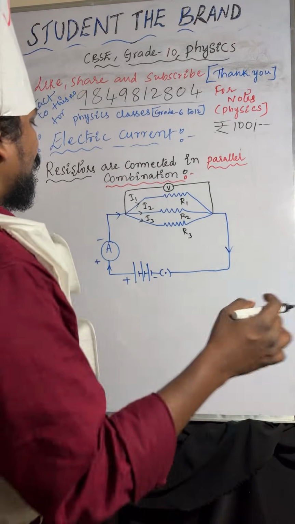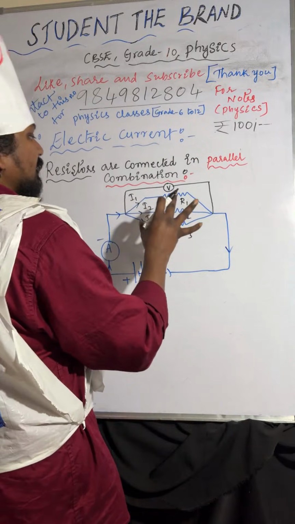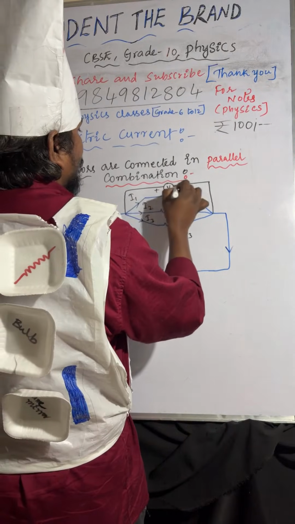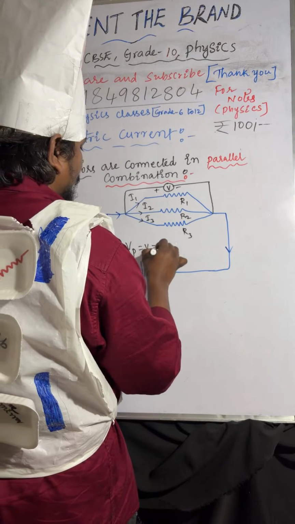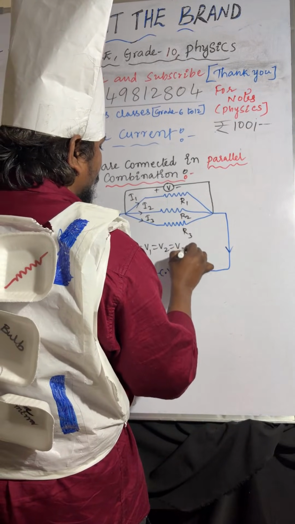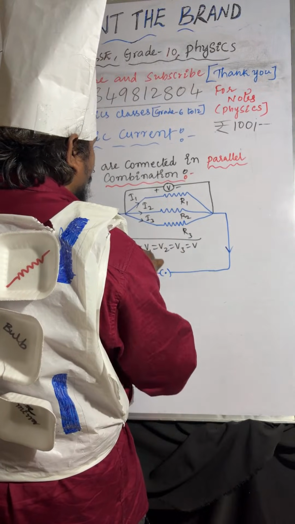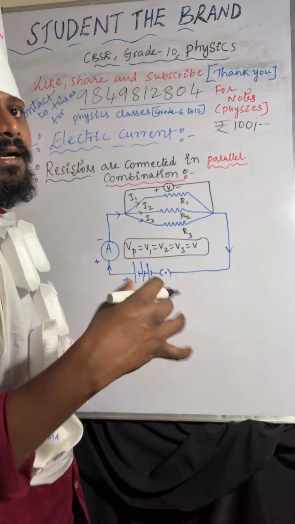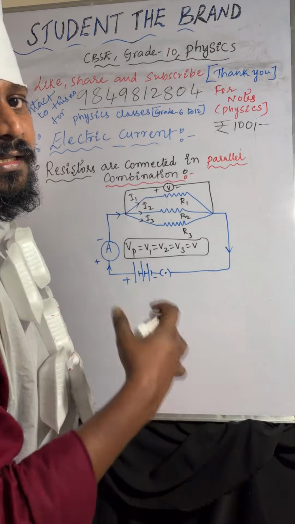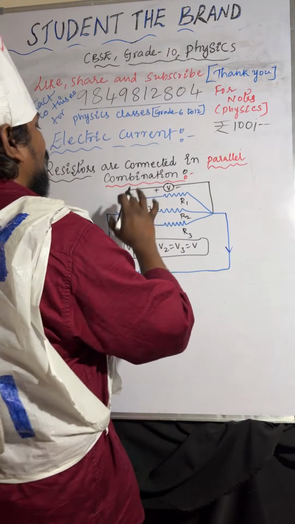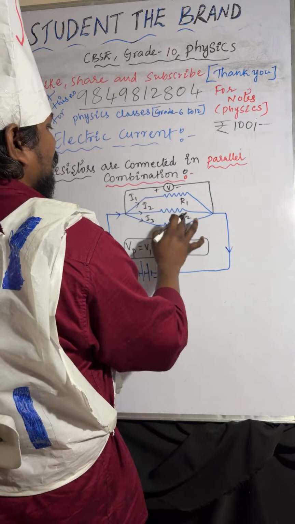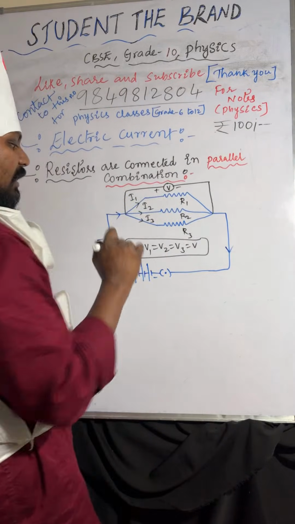Now you can see the potential difference is same. So Vp equal to V1 equal to V2 equal to V3 equal to V. Potential difference is same, but current is different. Through R1 the current is I1, through R2 I2, through R3 I3.